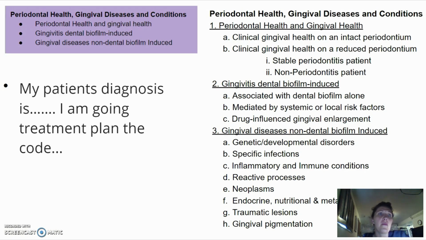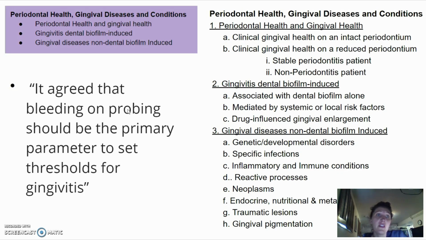So let's first talk about periodontal health, gingival diseases, and conditions. This really didn't change. So what we're going to use this information over here for is we're going to say my patient's diagnosis is gingival health on an intact periodontium. Okay, I'm going to do a prophy. Pretty easy, right?